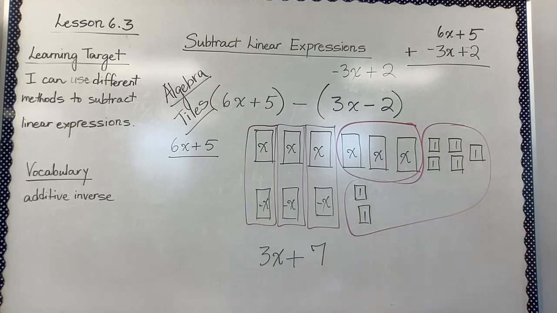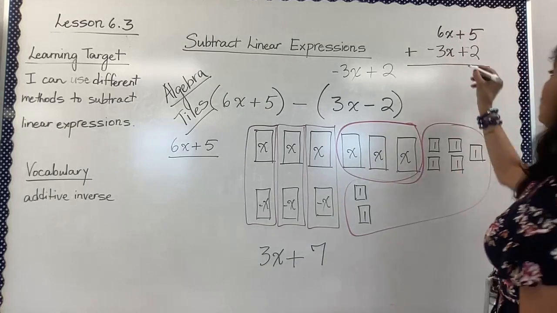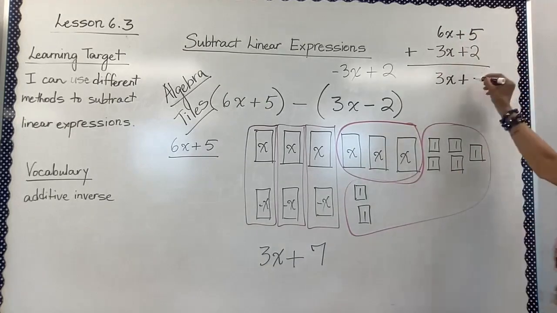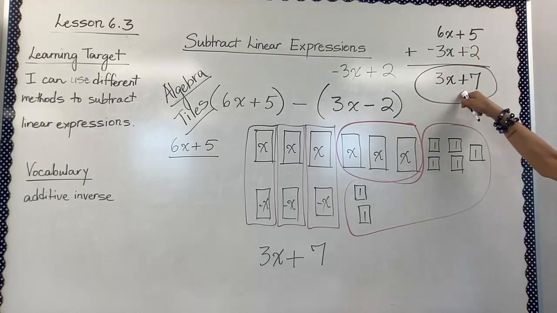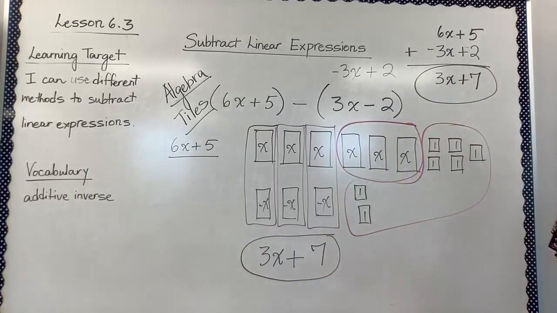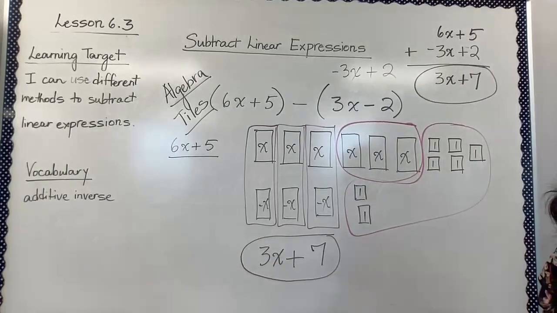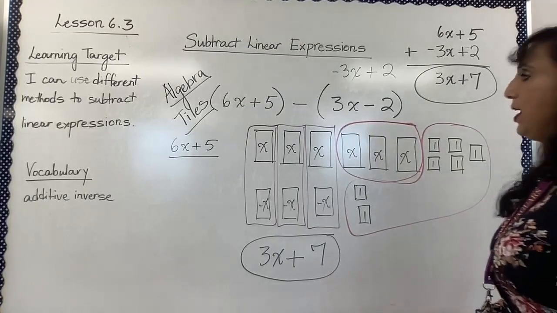Then all I'm doing is 6 minus 3, opposite signs, right? So I get 3x, and 5 plus 2 is 7. So look, it doesn't matter whether I do it this way or with algebra tiles, I still end up with exactly the same answer. You can use either method to represent the subtraction. Okay, let me show you another example.